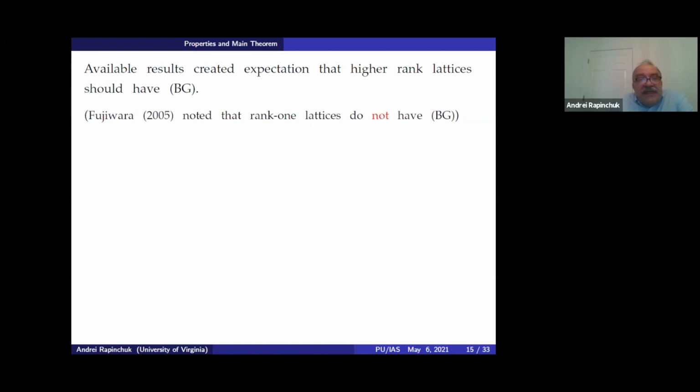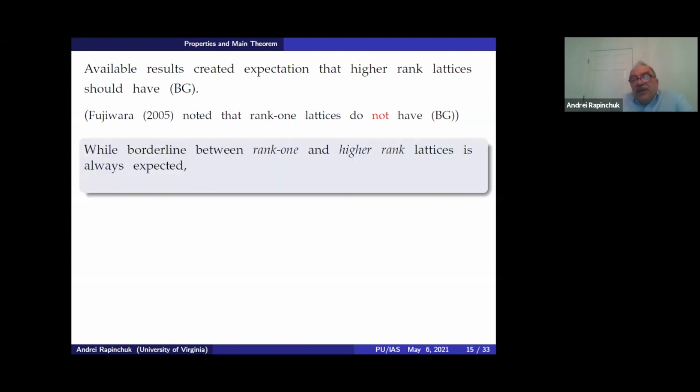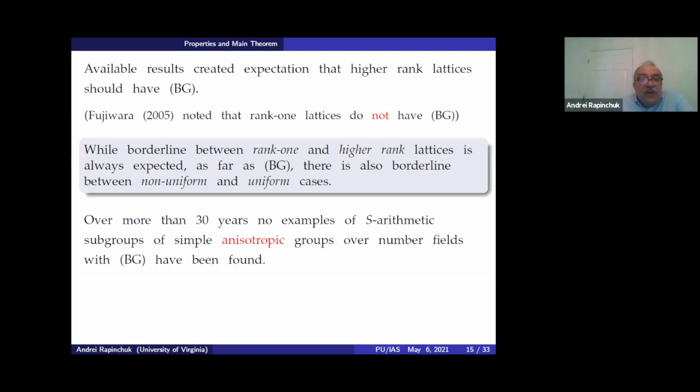But the interesting thing is that this dichotomy between the rank 1 case and the higher rank case is what always happens in the theory of discrete groups, so it's expected. But in this case, we also see a dichotomy between uniform and non-uniform cases. Namely, over more than 30 years of investigation into bounded generation, no examples of S-arithmetic subgroups of anisotropic groups have been found.